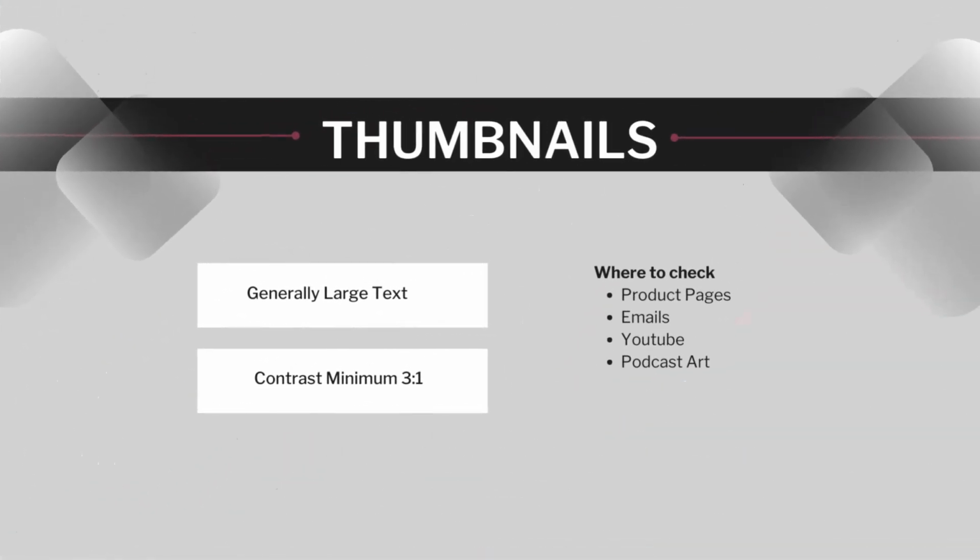Lastly, let's just touch quickly on thumbnails. Generally in thumbnails, we're looking at large text, hopefully very big and bold. So we're going to assume we're dealing with large text here, so we're looking to meet a color contrast minimum of 3:1. Let's remember where we see thumbnails often. Obviously in YouTube and podcast art, that's the most common area, but they are also often on product pages if you're selling products, and then also in emails, people use them a lot. So those are the most common areas where we're going to find them.